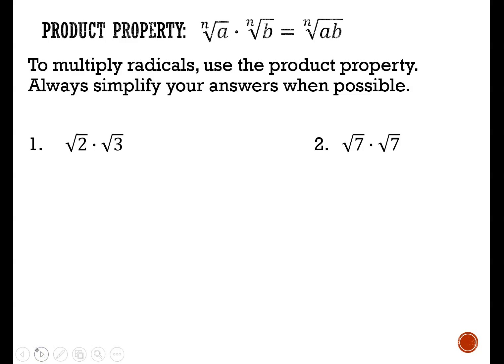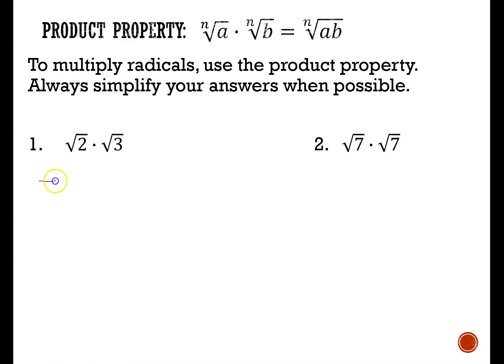Okay, one more topic in this video. This is an easy property. It works just like you would expect it to. If we're going to multiply two radicals that have the same index, they have to have the same index, then we just multiply the radicands together. And simplify your answers when possible.